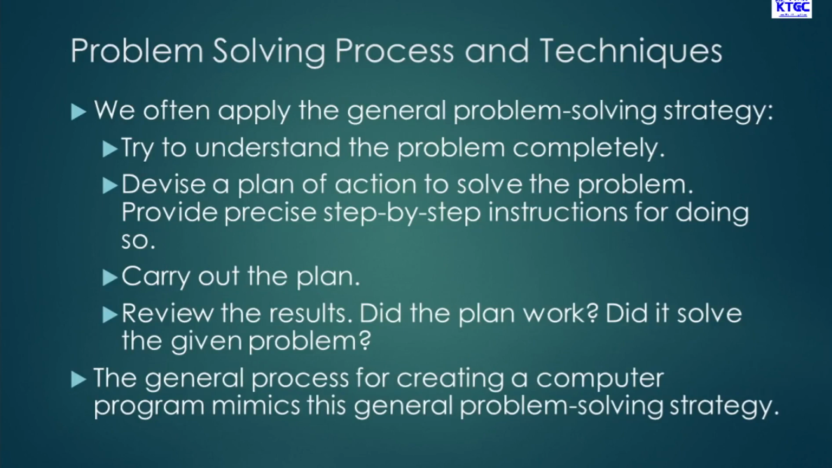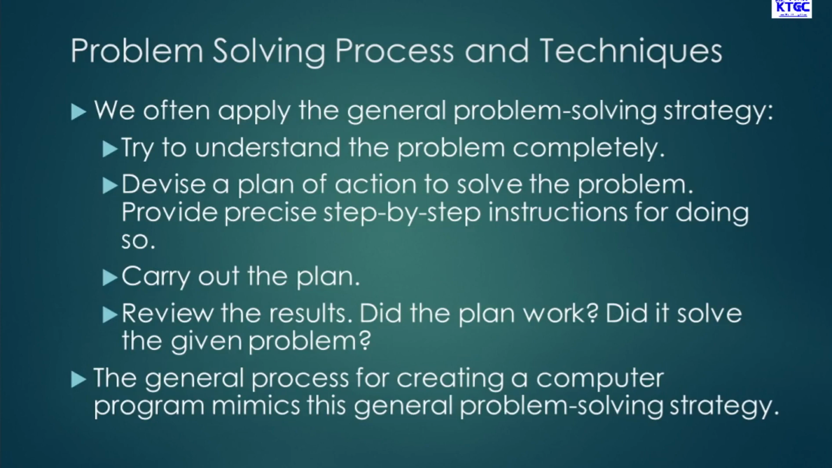Writing these steps, or the steps here, are what we term as what? The algorithm. After that, you carry out the plan. Carrying out the plan means you want to implement your algorithm. You want to follow the steps you've written as the algorithm and see whether it can help solve the problem. Then after doing that, review the results. Check and see, has it solved the problem? Did your plan work? Did your algorithm work? Has it solved the given problem? If it solved the given problem, bravo, you are good to go.